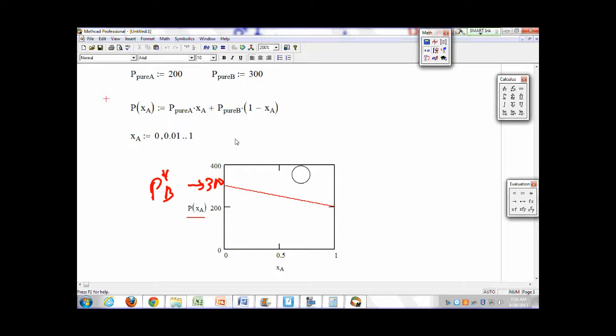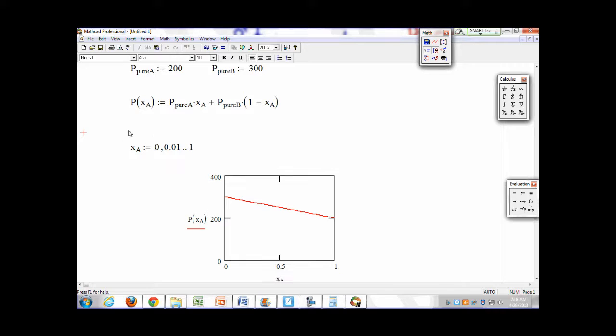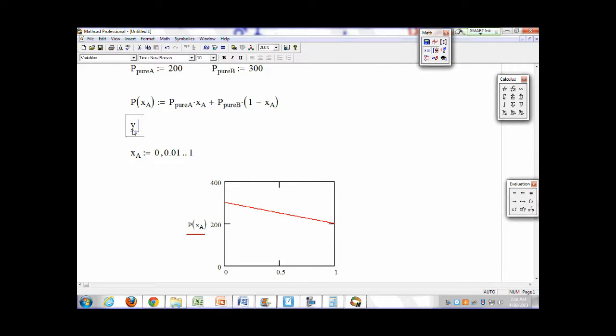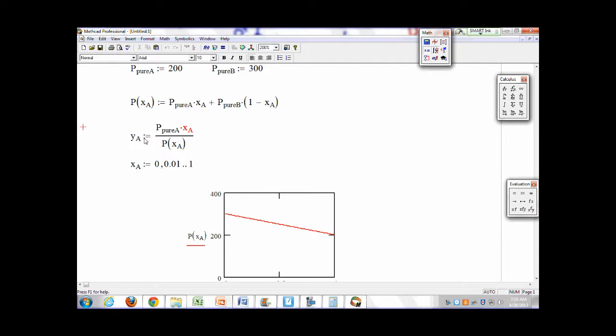Now, what if I want to calculate my mole fraction in the vapor? I can say the mole fraction in the vapor is equal to P sub A in the vapor, which is P pure A times mole fraction of A, divided by the total pressure, P of X of A. Now I have to put this as a function of X of A because the mole fraction in the vapor depends on what the mole fraction is in the liquid. So what I've done here is partial pressure of A in the vapor over P total.